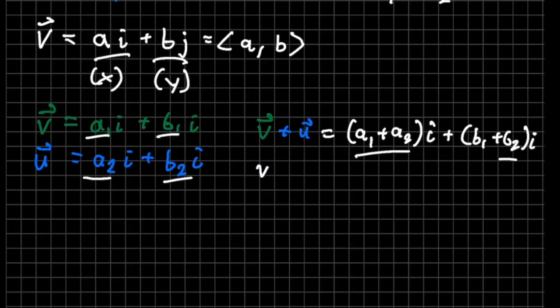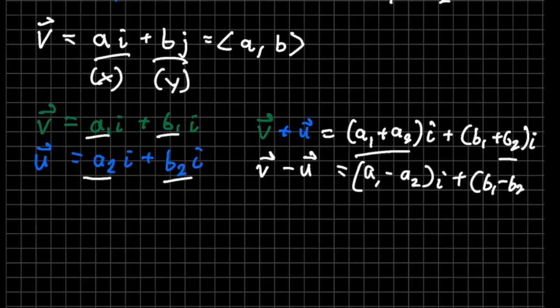It's the exact same idea if we subtract v and u. Here we have a1 minus a2 i plus b1 minus b2 j. Sorry, this should be a j because we're talking about the y direction or y components. Same thing over here, we should have j's in these two spots, j and j, for the y components.